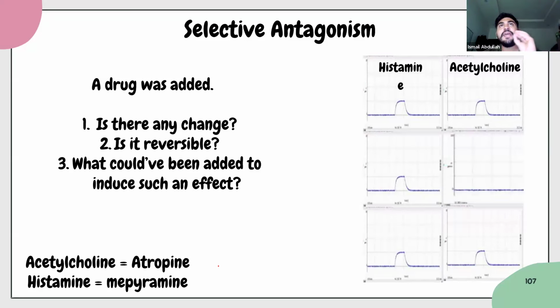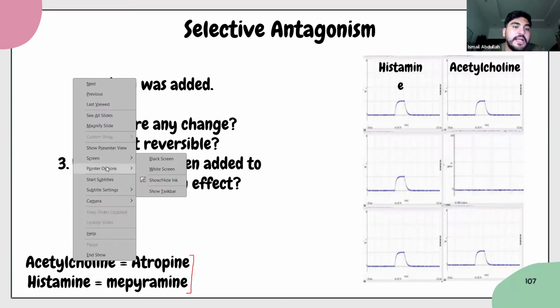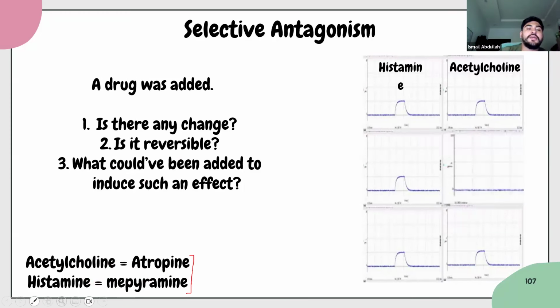Here down below, I told you that the antagonist for acetylcholine is atropine, and the antagonist for histamine is mepyramine. So if I add mepyramine and acetylcholine, will there be any effect? No, because they're working on different receptors. But if I'm adding acetylcholine and atropine, this is selective antagonism, and it's only going to affect acetylcholine function.